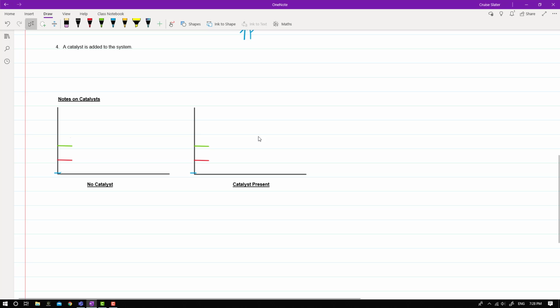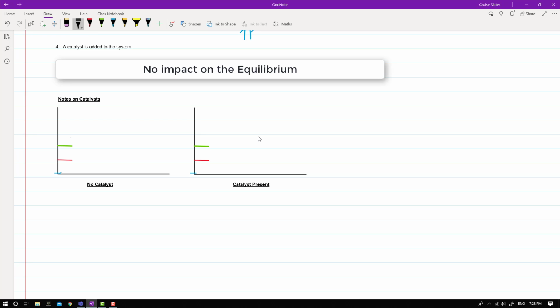Last but not least, sometimes you'll see things dealing with catalysts with these questions. A good thing to note is that a catalyst doesn't affect equilibrium. Okay, it has no impact. What it does affect, though, is the speed.